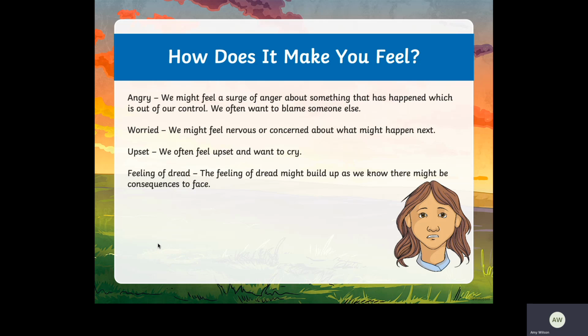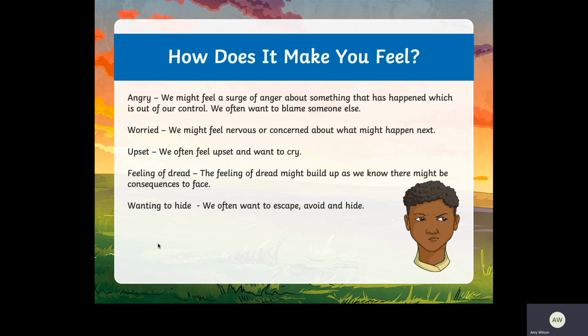We might have a feeling of dread, so it might build up because we might think, oh, something's gone wrong and there's going to be consequences. We might get in trouble, or we might hurt somebody else by telling them that something's gone wrong, something's happened, and now something else might happen as a consequence of that. We might want to hide. Yeah, often we want to escape, we want to avoid the problem, we just want to hide from it.